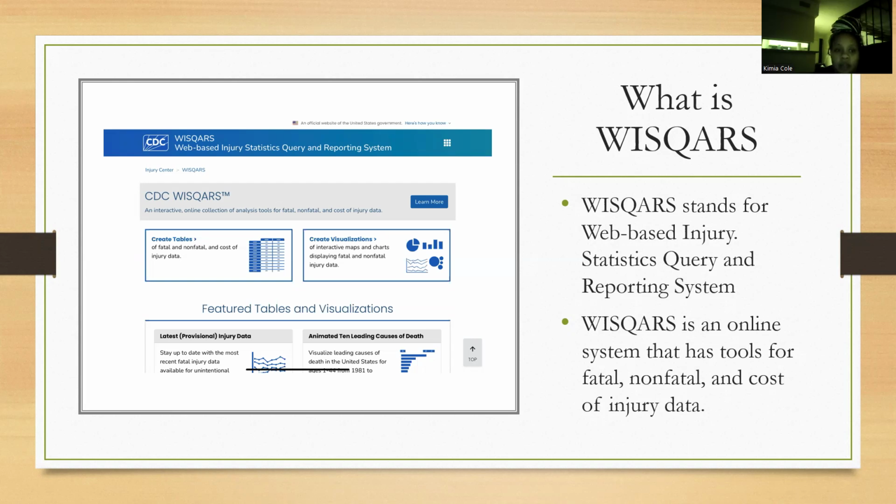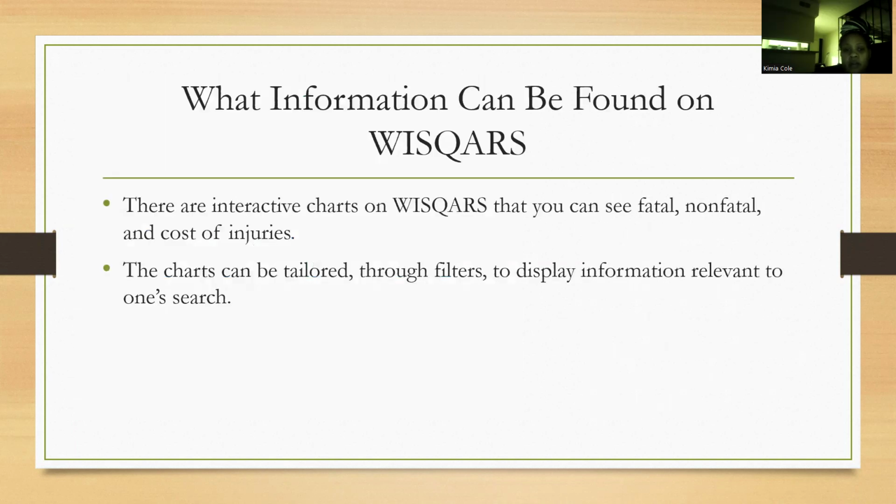To the left of the screen, I have a screenshot of their home screen, where you can select to create tables or create visuals, or you could go down and review the featured tables and visualizations that are provided on the home screen. What information can be found on WISQARS?